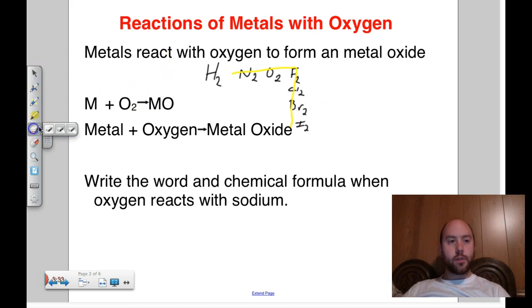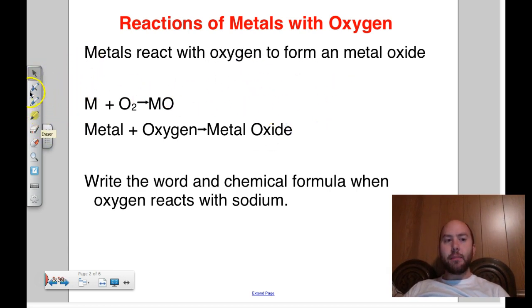So let me erase these real quick. But what's going to happen is I take any metal, add it to oxygen, and I make a metal oxide. So for example, it says, write the word and chemical formula when oxygen reacts with sodium. Alright, well, the word equation would be, the metal in this case is sodium. So I say sodium plus oxygen.